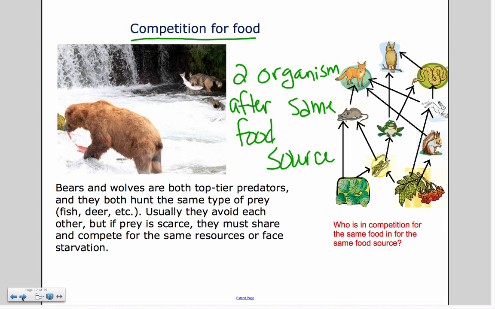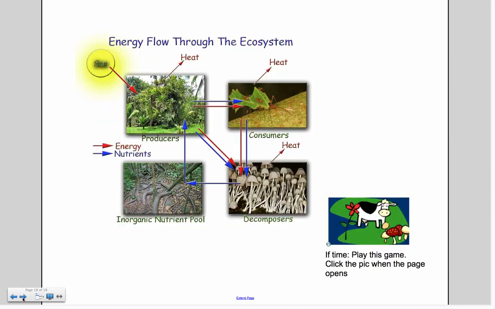Competition. This is when two organisms are after the same food source. So if you play soccer and you're both going after the same soccer ball, you are in competition for the ball. In your notes, as part of one of your exit questions, you were supposed to write at least 2 examples of competition from this food web that's over here on the right. So if you haven't done that, you'll need to stop it, pause it, and do that.